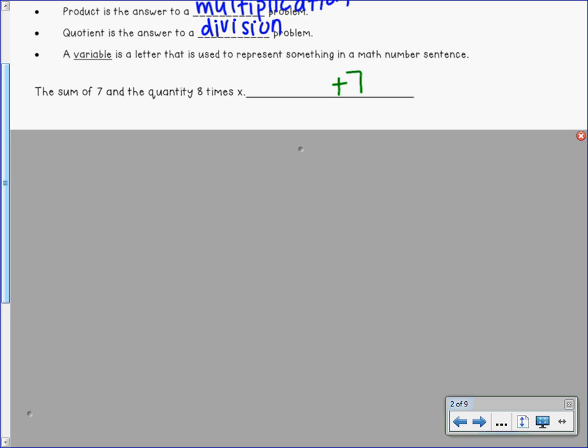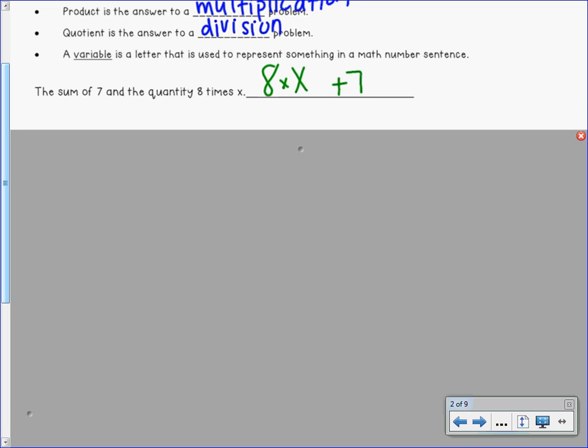Margaret, what do you think the rest of it might be? Probably 8 times the number plus 7. Bingo. But this is very important. You will see this multiple times today. 8 times x. Am I going to write it like this? No, why not? Because that doesn't work. It doesn't make sense. It looks like 2 x's, or 2 letters back to back.